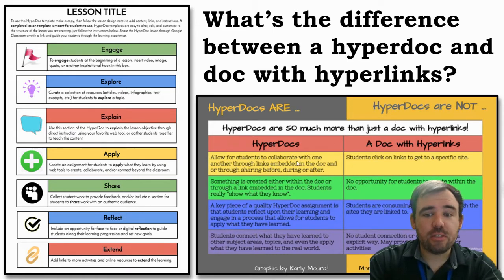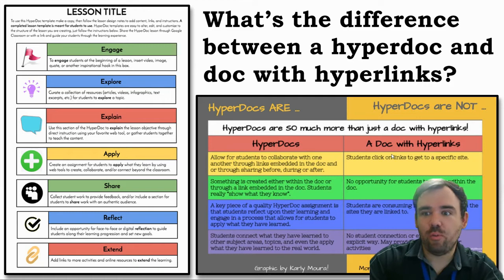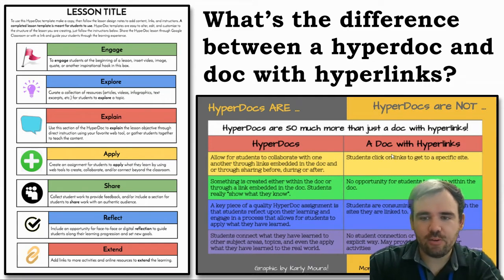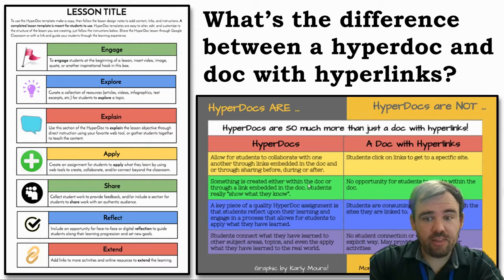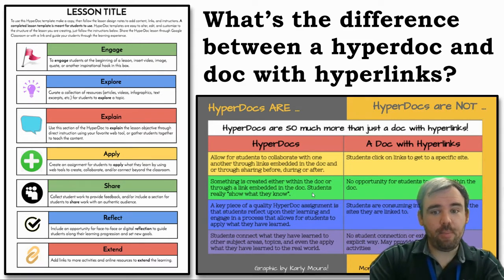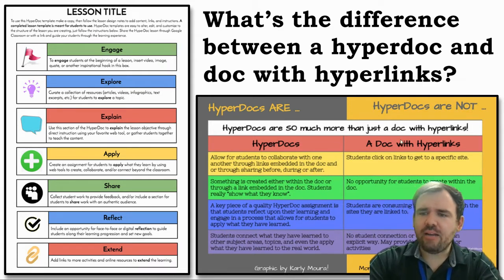So hyperdocs allow for students to collaborate, maybe through tools like Flipgrid, maybe you externally link to a Jamboard. In a doc with hyperlinks, you might hyperlink the students to an article where there's very little external collaboration going on. In hyperdocs, something is created either within the doc or through a link embedded in the doc. Students really show what they know. And in a doc with hyperlinks, there's really no opportunity for students to create within the doc.